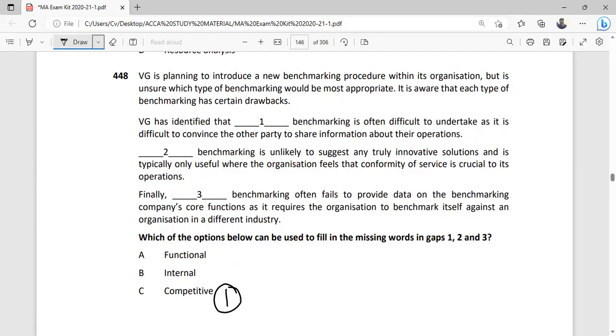Dash benchmarking is unlikely to suggest any truly innovative solutions and is typically only useful where the organization feels that conformity of service is crucial to its operations. So, unlikely to give truly innovative solutions, and typically used where the organization feels conformity of service is crucial. It is internal. You are focusing on your own operations. And definitely the last one is what? Last one is functional.